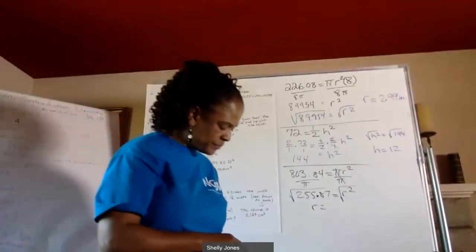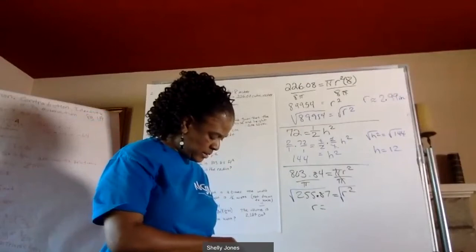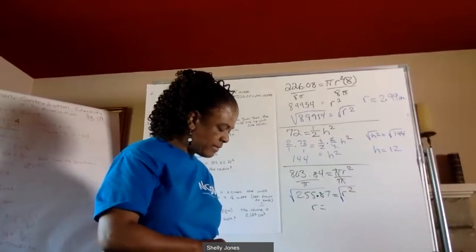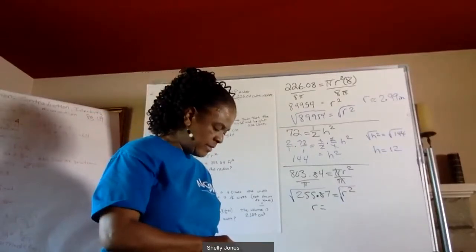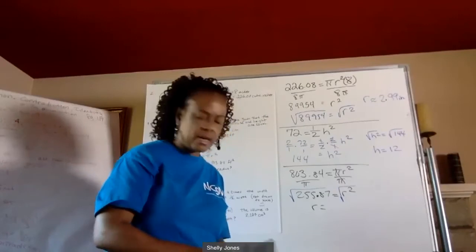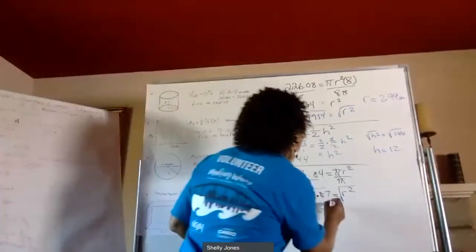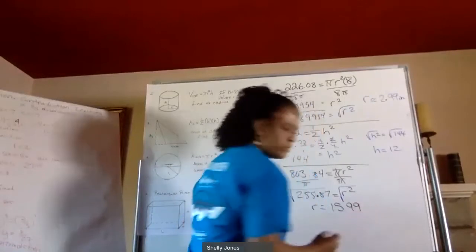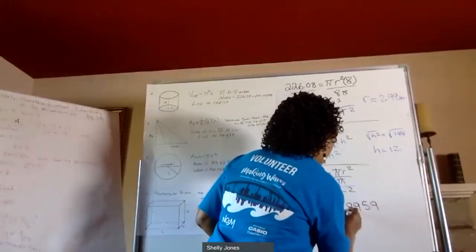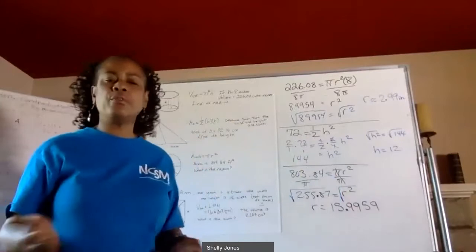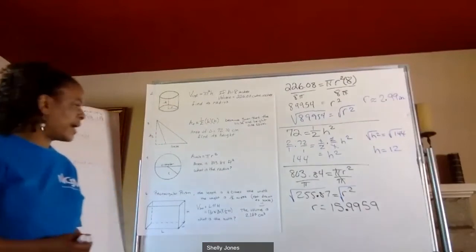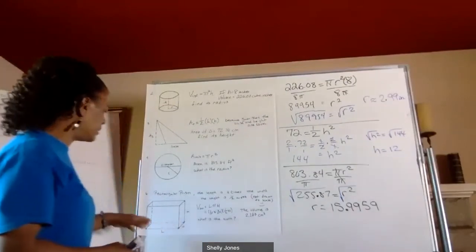So let's see. If I use the square root of 255.87, and I'm already rounding it, so it's not going to be exact, I get 15.9959. So r equals 15.9959. And you can round that off if you want, that's fine. So far so good. The last one I'll probably do on the other side, but let's get it started here.